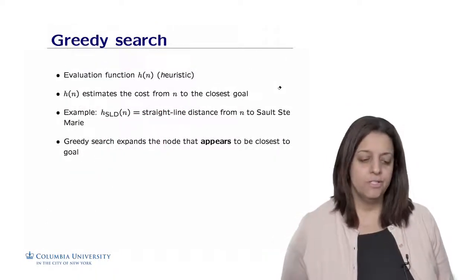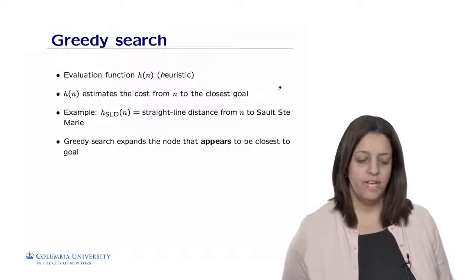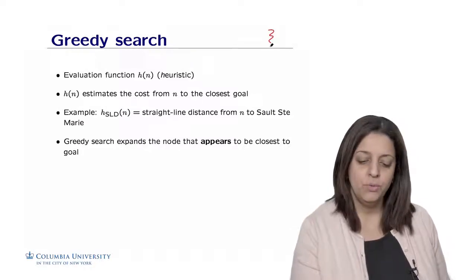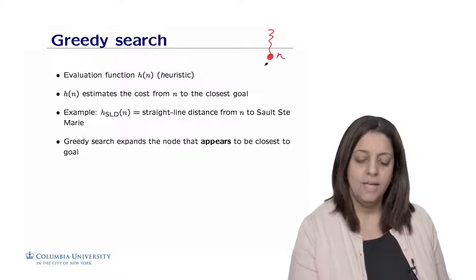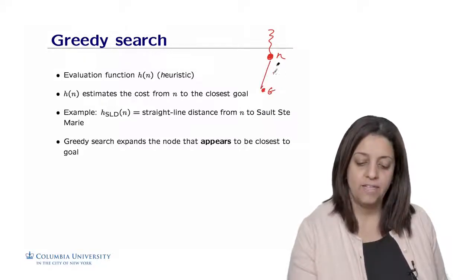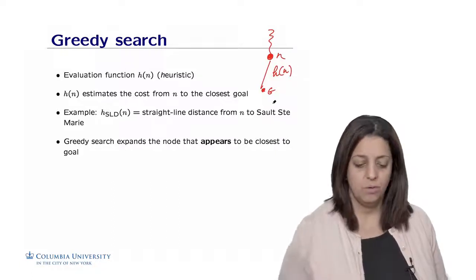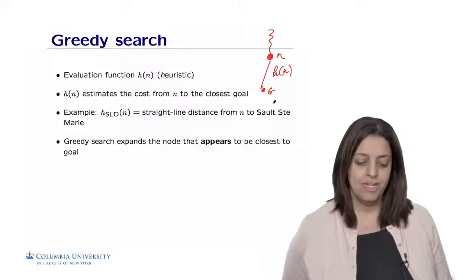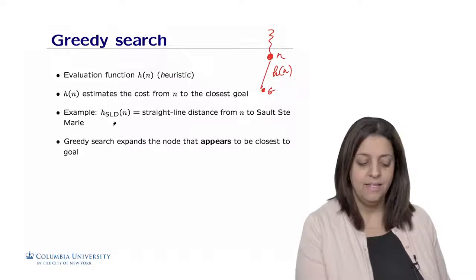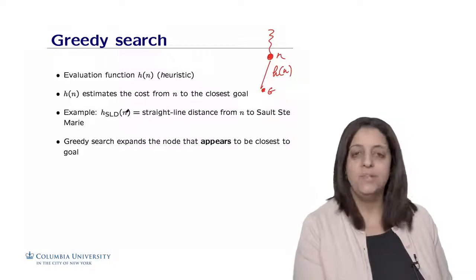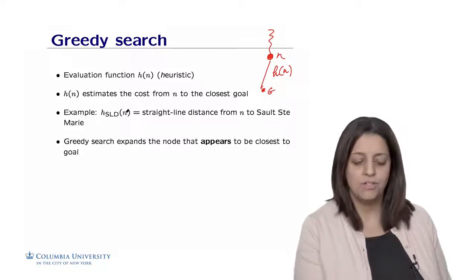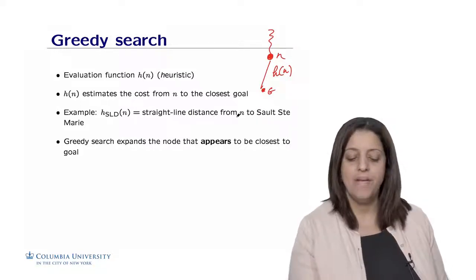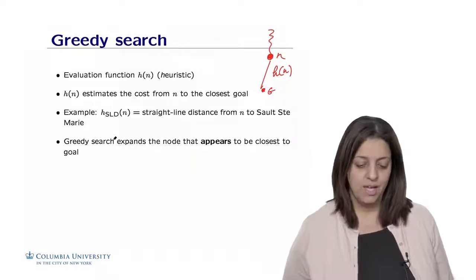First of all, for greedy search, we're going to use an evaluation function h of n, which is the heuristic. h of n estimates the cost from n to the goal. So we're doing our search, and suppose we reach a node n; we have a function h of n that tells us how far n is from the goal. For example, in the map with the straight-line distance heuristic, h_SLD of n is the straight-line distance from n to Sault Ste. Marie, which we are going to use in the search.